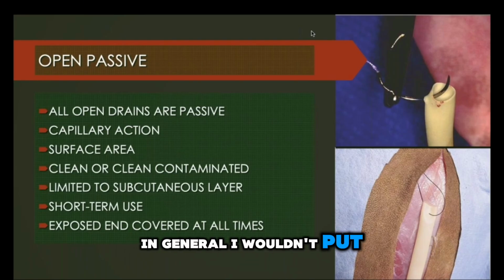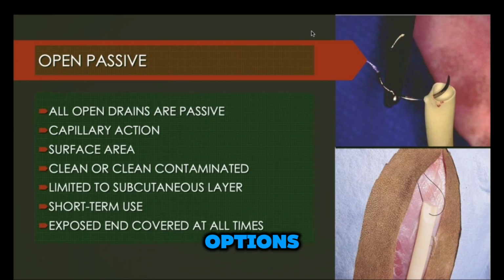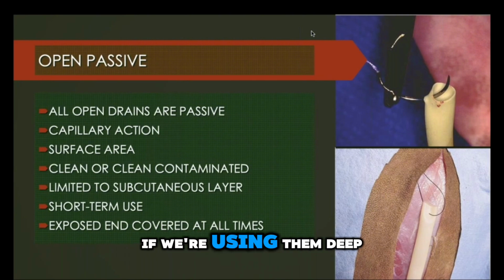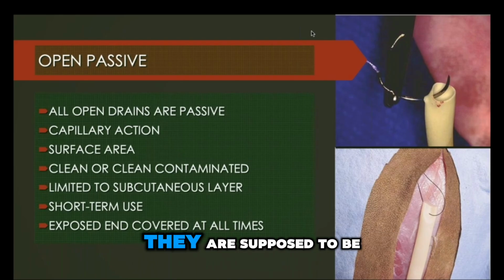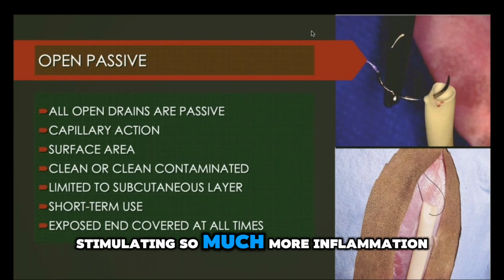In general, I wouldn't put these any deeper than the subQ layer. These are great if you're going to use them between skin and subQ. I think there are better and more appropriate options if we're using them deep to the subcutaneous tissue, so between the subQ and the fascia or the muscle below. Drains in general, when we're talking about surgical wound drains, are supposed to be short-term use. You cross that point where these drains are producing as much fluid as the wound will by itself, and now you're stimulating so much more inflammation.